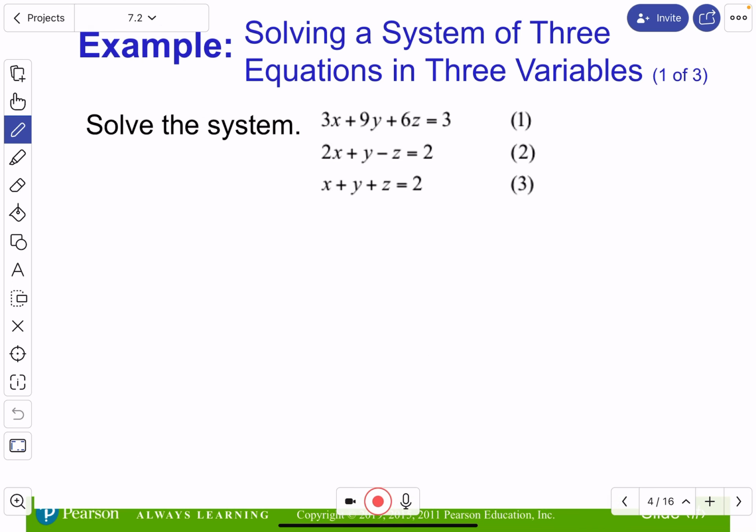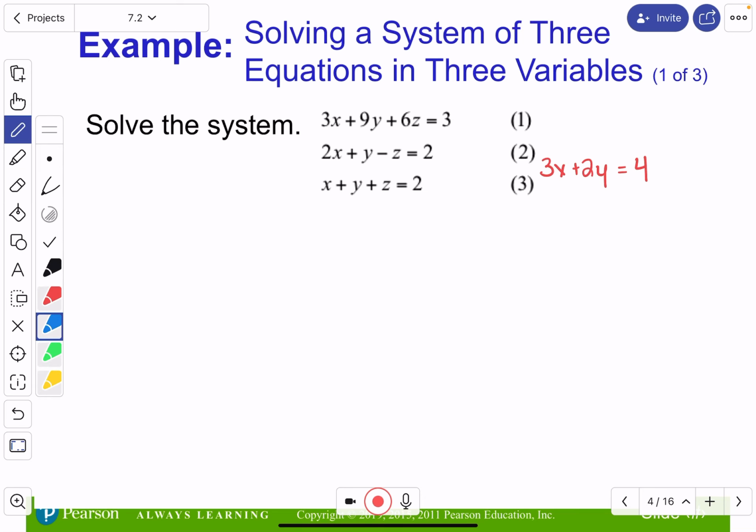To solve these, you're going to use elimination. So if we look at these bottom 2, we can eliminate the z's right away by adding these together. So 2x plus x is 3x. Y plus y is 2y. Negative z plus positive z is 0. And 2 plus 2 is 4. So now that z is gone, we need to get rid of a z from the other equation.